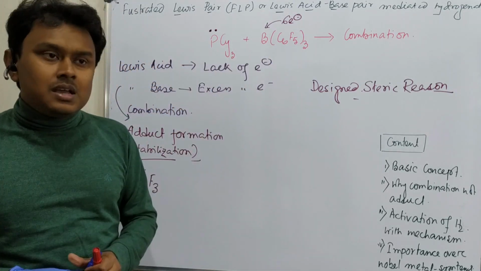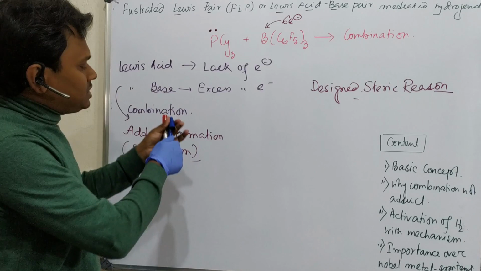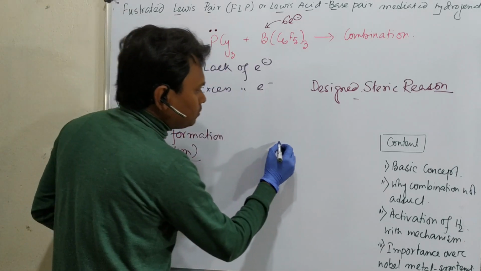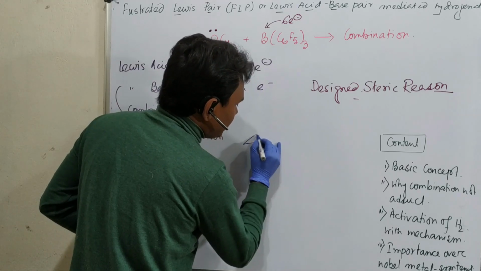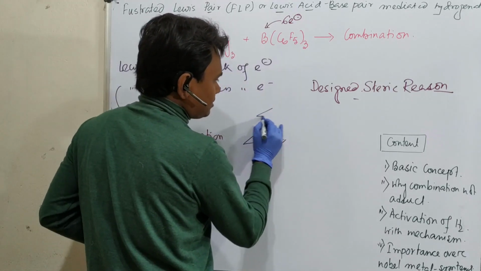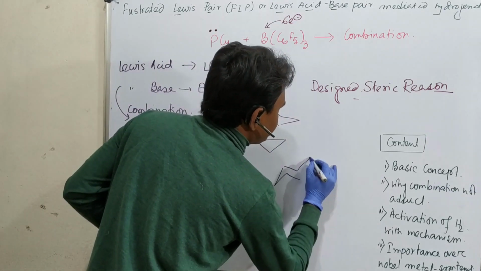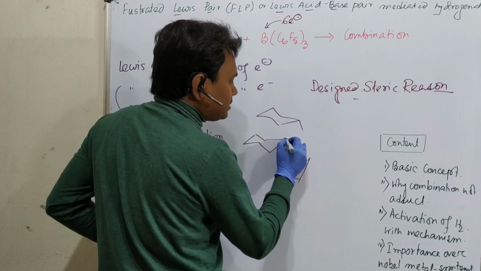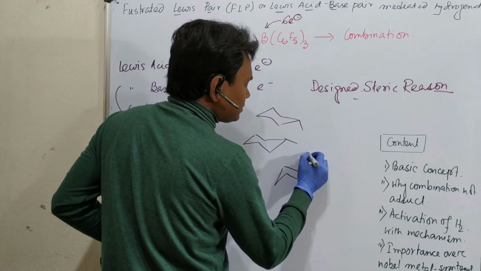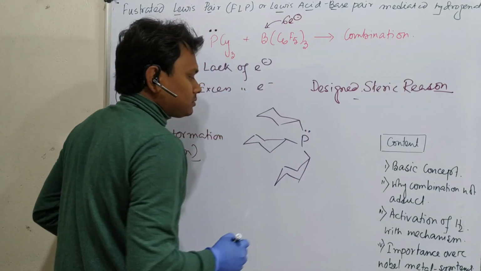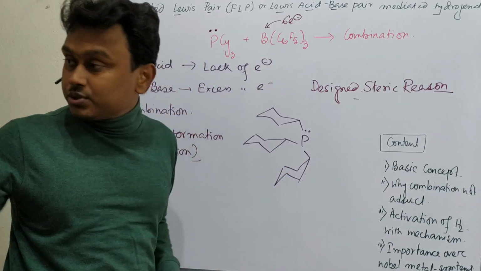So what does it do? Because of this PCy3, what do I mean? If you see the cyclohexyl group, this cyclohexyl group is like that. Let's check this phosphorus. I should have written it as equatorial.